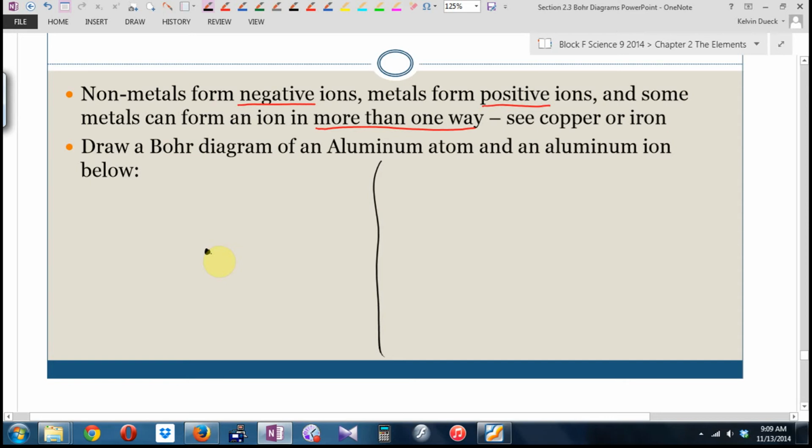How can I fit the protons and the neutrons? You know what? Let's write the protons at the bottom. Aluminum, how many protons does it have? 13? I'm just going to write 13p down here, comma. How many neutrons does it have? 14?